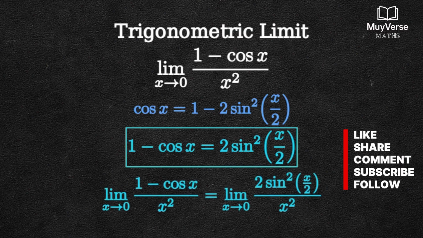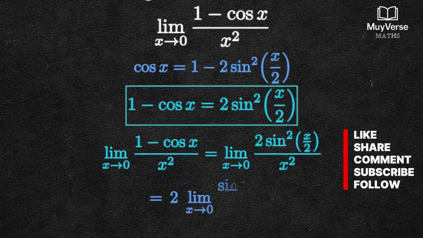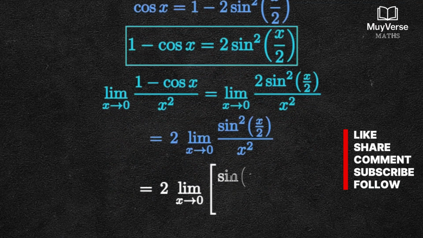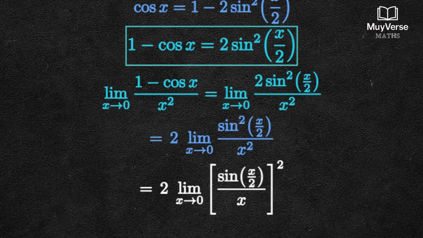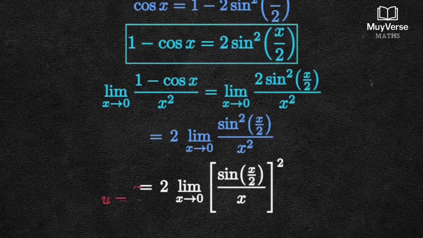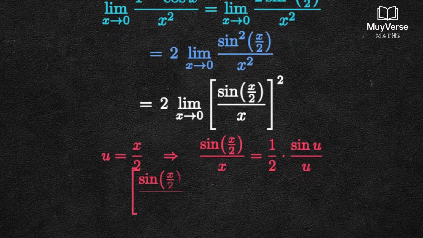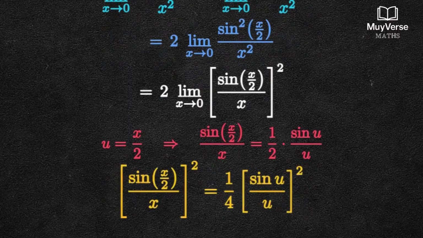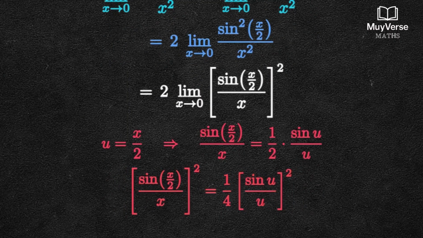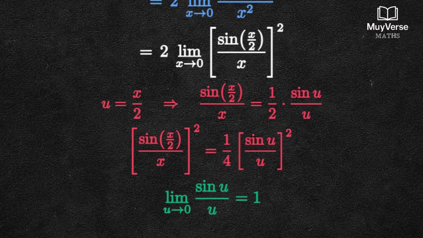Step 4. Match the famous limit sine u over u by letting u equal x over 2. Then sine of x over 2 divided by x equals 1/2 times sine u over u. Squaring gives 1/4 times sine u over u squared. Step 5. Use the standard limit. The limit as u approaches 0 of sine u over u equals 1. Therefore, our limit equals 2 times 1/4 times 1 squared, which simplifies to 1/2.